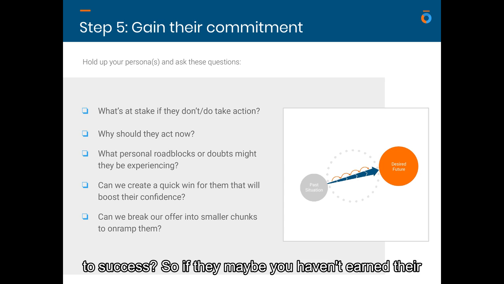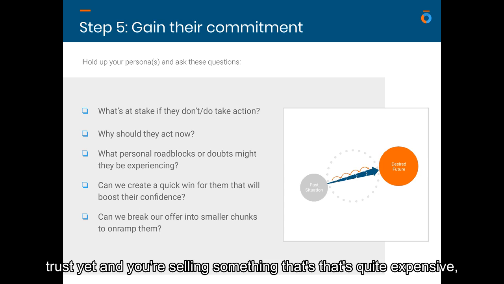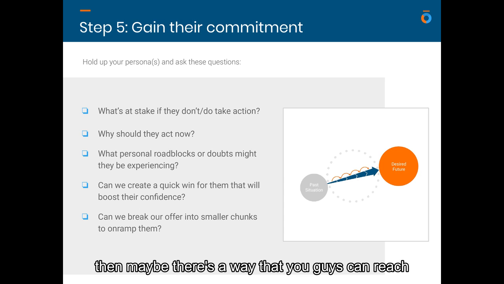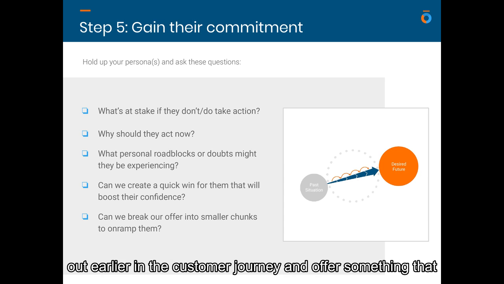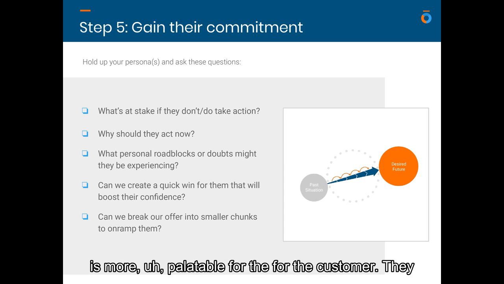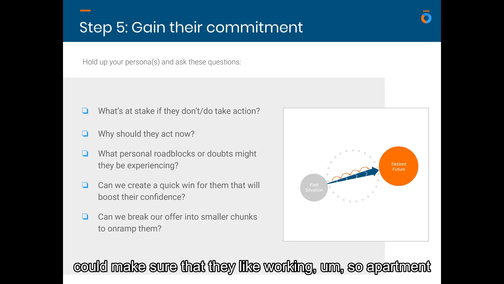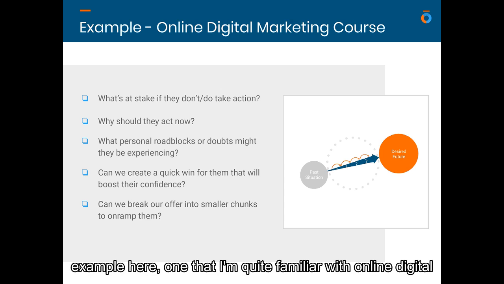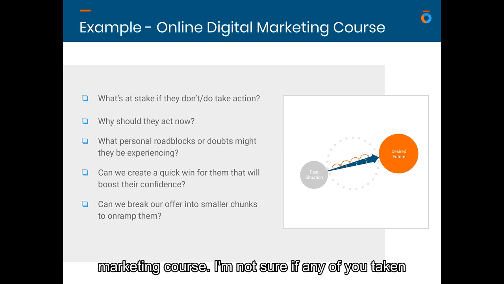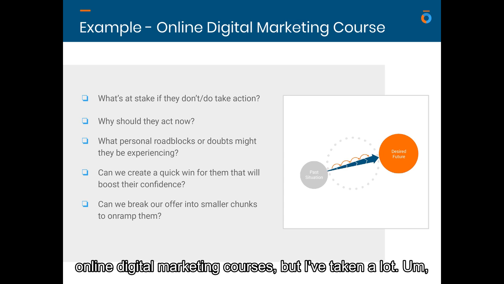So if you haven't earned their trust yet, and you're selling something that's quite expensive, then maybe there's a way that you can reach out earlier in the customer journey and offer something that is more palatable for the customer, so that they can make sure that they like working with you. So I'll pull up an example here, one that I'm quite familiar with: an online digital marketing course. I'm not sure if any of you have taken online digital marketing courses, but I've taken a lot.